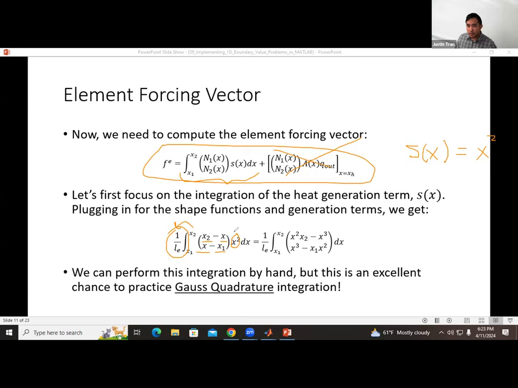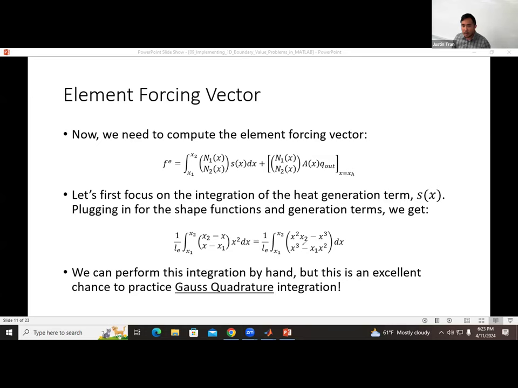If you distribute this through, so if you take this x squared and distribute it through every entry in the vector, what you get is this. You have the integral from x1 to x2 of x squared times x2 minus x cubed, and then x cubed minus x1 x squared, dx. Again, don't let the integral on the vector intimidate you. All this basically means is that we're going to be integrating each entry of this vector separately.